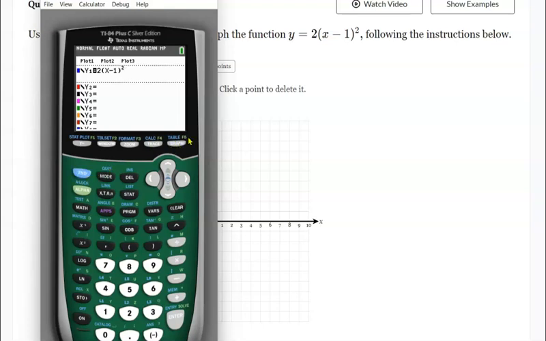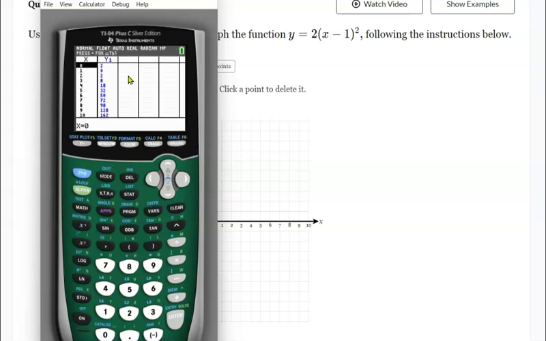But before we do that, let's just take a look at what the graph should be looking like. When I'm done plotting my points, I should have this nice soft U-shaped curve. It looks like it's touching the x-axis at around point number 1, and the y-axis around the point number 2. So that's probably something I'm going to see when I click second graph to look at my table.